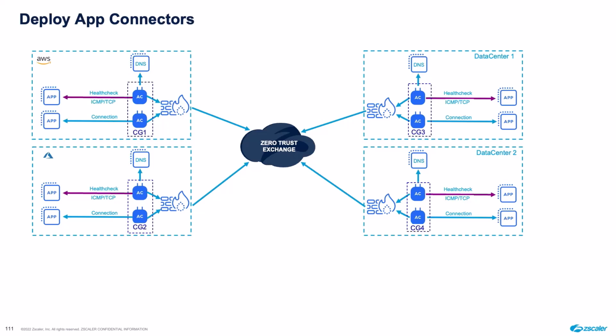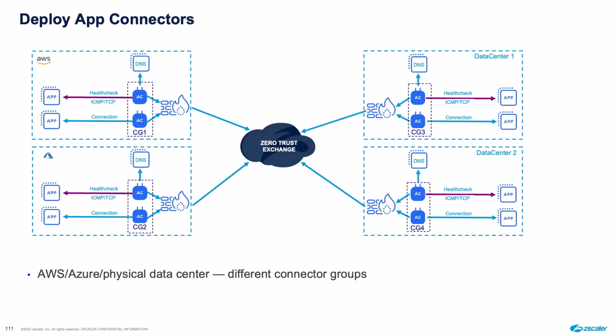We have infrastructure as a service via AWS, where our pair of app connectors are deployed within an app connector group. We see described here the TCP and ICMP health checks occurring between the app connectors and the applications, ensuring their availability. And we have another app connector group deployed in Azure with a similar setup. Additionally, we have 2 interconnected physical data centers, for example via MPLS, each with a pair of app connectors deployed in their respective app connector groups.